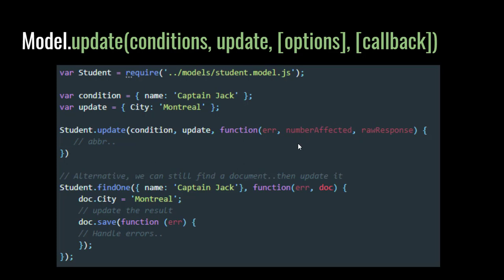Alternatively, we can still do the two-step here on the bottom. We can find the record in the callback. We can set the city on the document directly, and then we can save it. So there's two steps there. However you want, you can mix and match however you want to use these different methods.